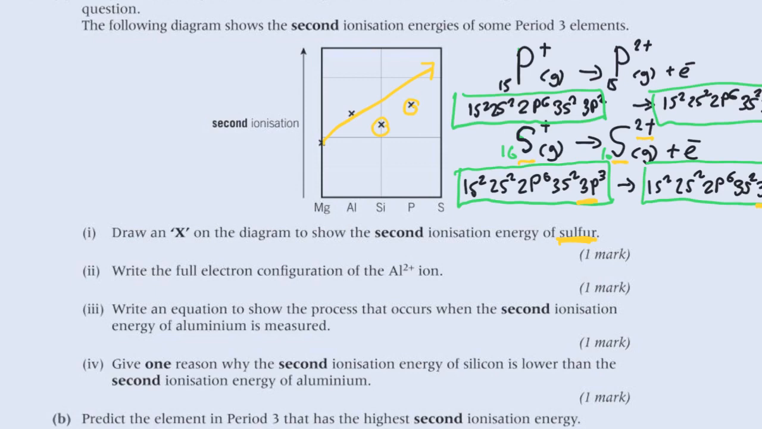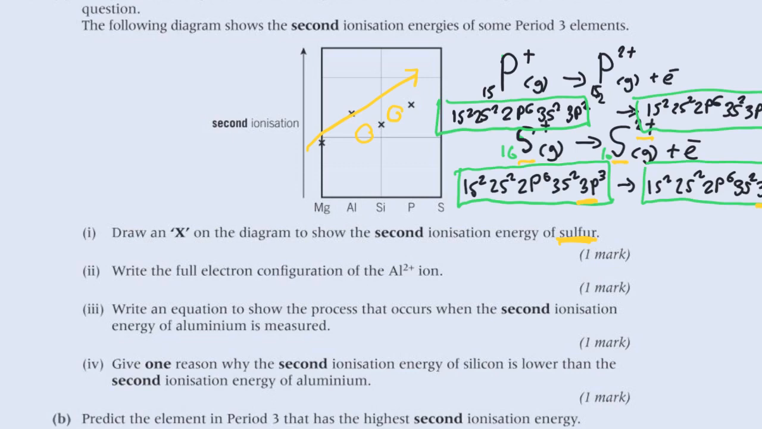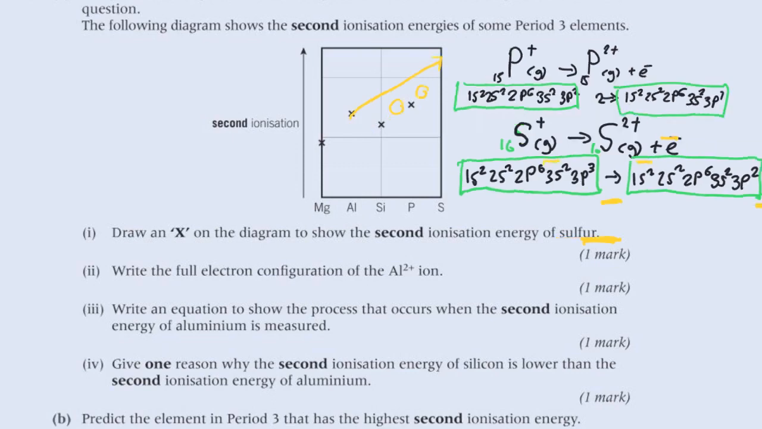Now if we look at the element before, which is phosphorus, P+ ions are 3p2 and they become 3p1. So with both, electrons are being lost from exactly the same subshell, from exactly the same sub-energy level. So now we go to look at the nuclear charge.